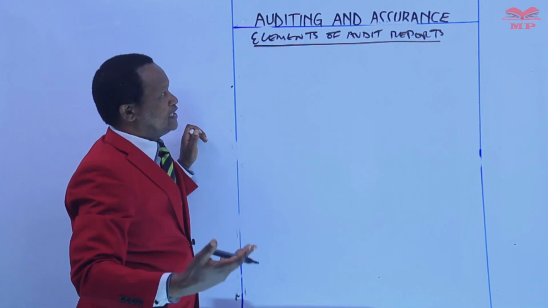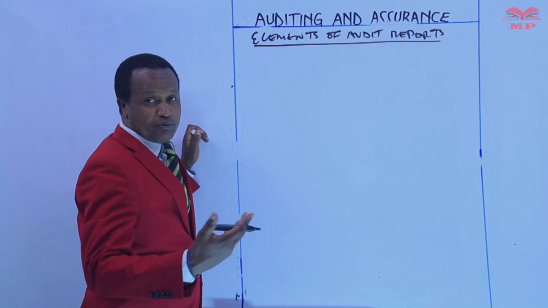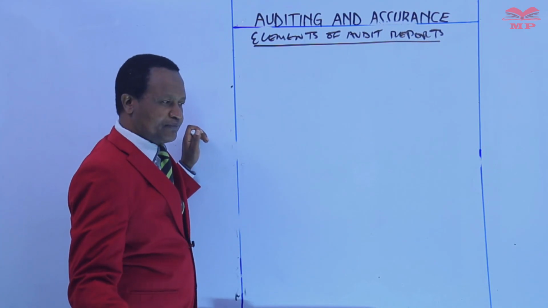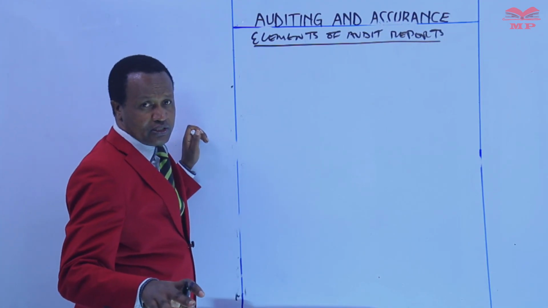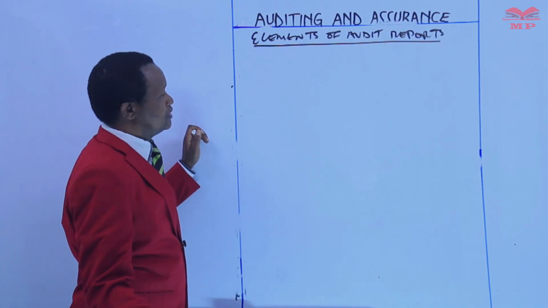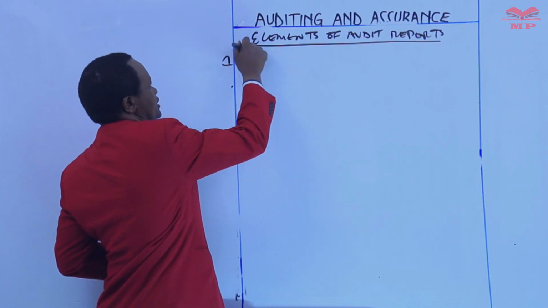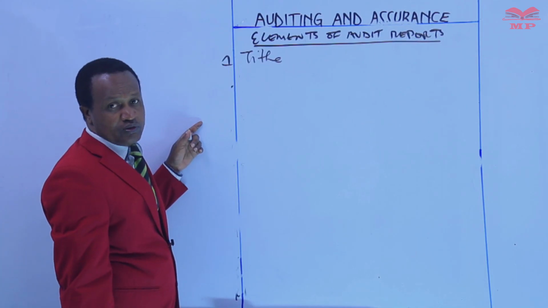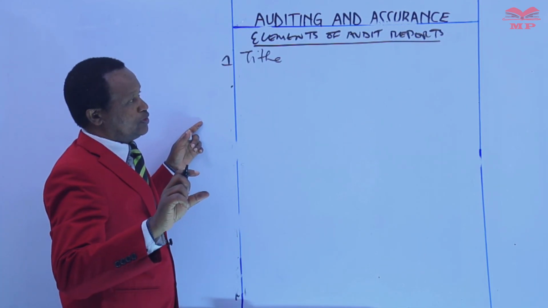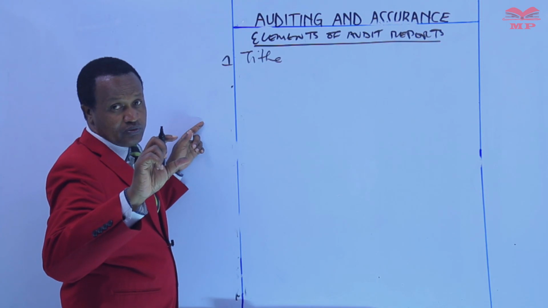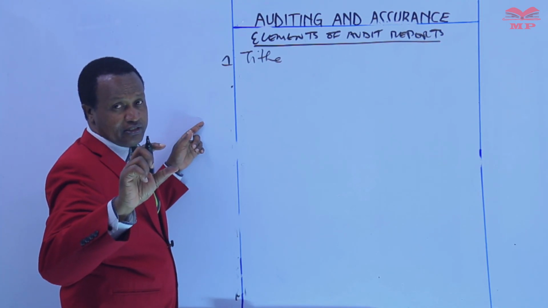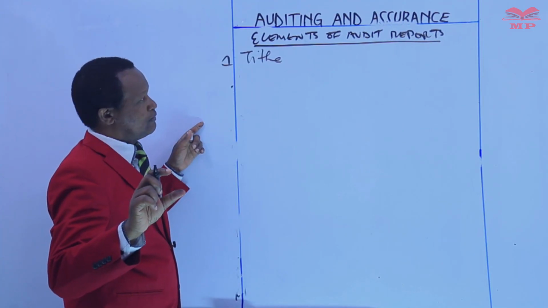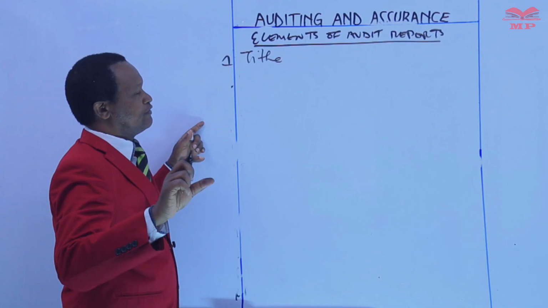We've defined an audit report as a formal document issued by an independent auditor after examining a company's financial statements, and it includes various elements like 1, the title. Now, there is a section in the audit report we are calling title, which clearly states the report's title. Okay? It could be the audit of the financial statements.